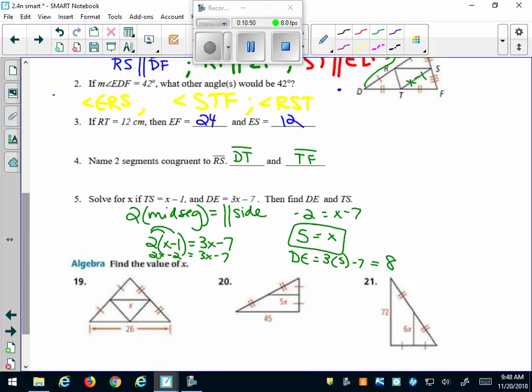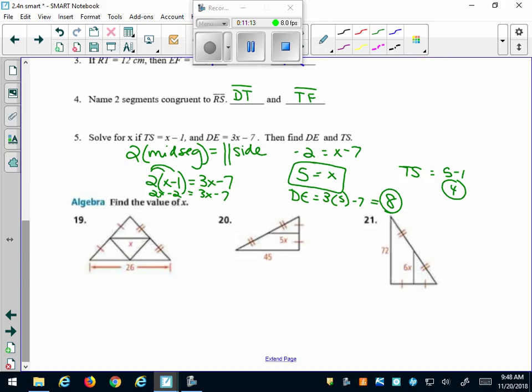And TS, when we plug in 5, hopefully we get 4, because we need it to be half of DE, right? So 5 minus 1 is 4. Any questions?